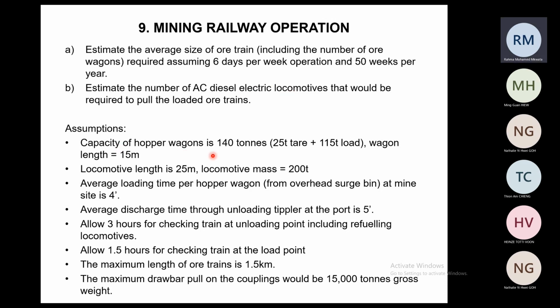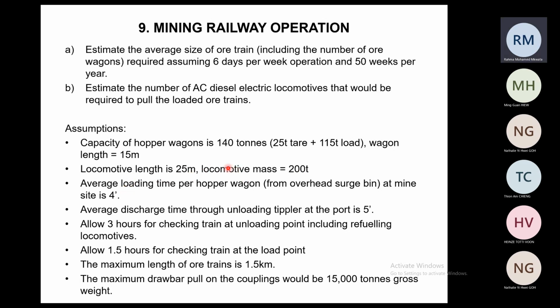Assumptions: the capacity of hopper wagons is 140 tons, whereby 25 tons tare, that is empty wagon, plus 115 tons of load. It can carry this amount of load. So if you total up, one wagon is 140 tons. And the wagon length is 15 meters per wagon. If you have 2 wagons, then it will be 30 meters, 3 wagons, 45 meters respectively, and so on. So the locomotive length is 25 meters and the locomotive mass is 200 tons.